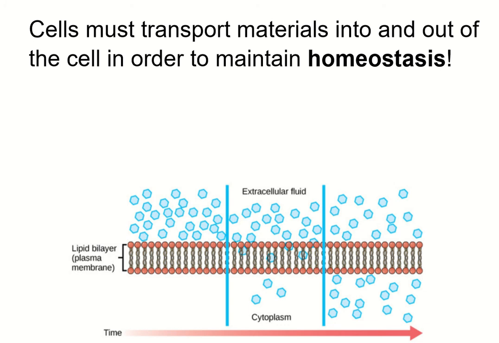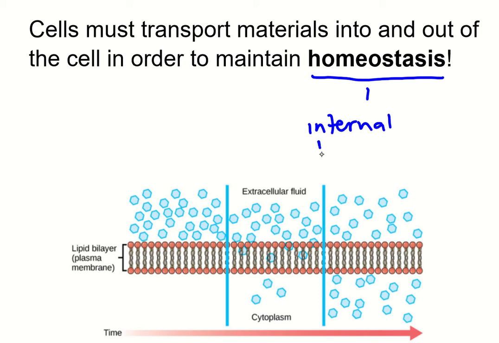Okay, so today we are going to talk about how things get into and out of the cell. The reason that this is necessary is for the cell to maintain homeostasis. Remember from Unit 1, homeostasis is a characteristic of life. Living things maintain it. And we define homeostasis as an internal balance.